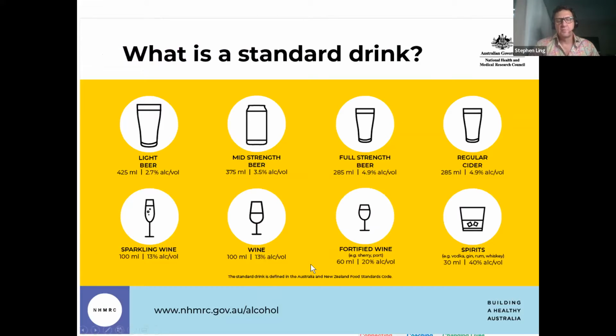So what is a standard drink? And I'm sure everyone in the audience is aware of this, but it's important not to assume anything. So in Australia, a standard drink equates to 10 grams of alcohol. So we're looking at 30 ml nips of spirits, a 60 ml glass of fortified wine, so ports, sherries, muscats, those sorts of things, a 100 ml glass of table wine or of sparkling wine, a 285 ml glass of cider or full strength beer, a 375 ml glass of mid-strength beer, or a 425 ml schooner of light beer.